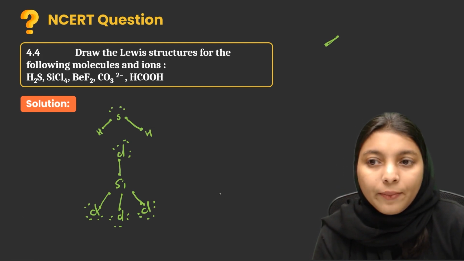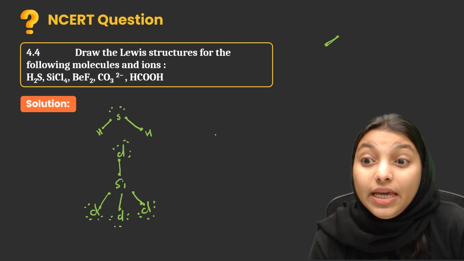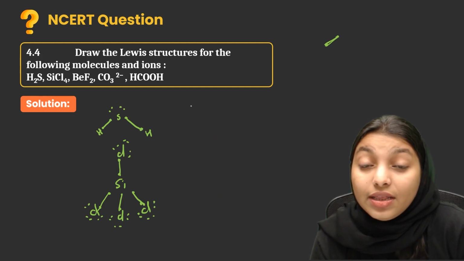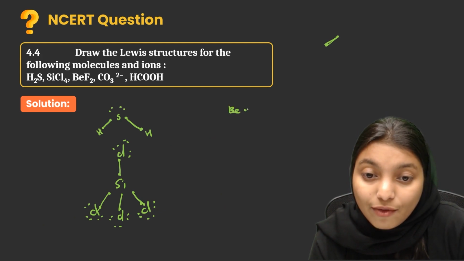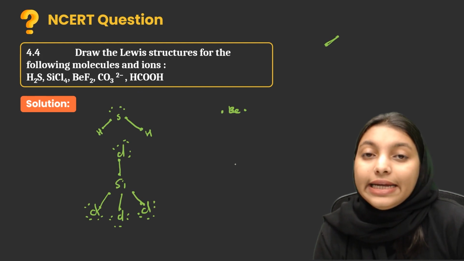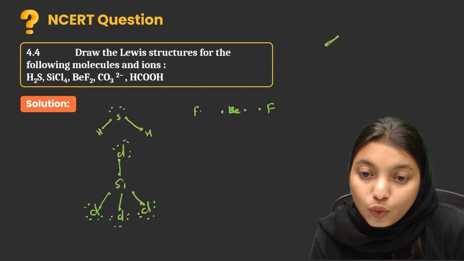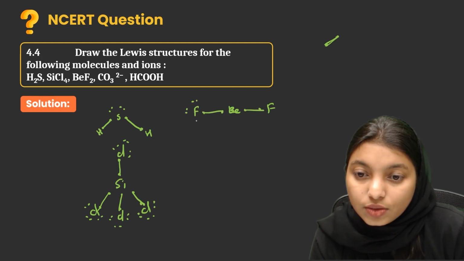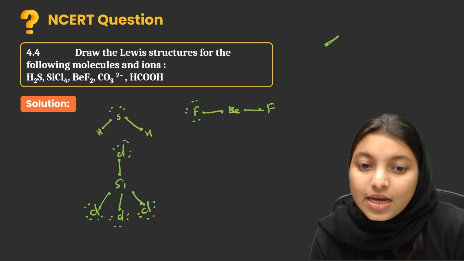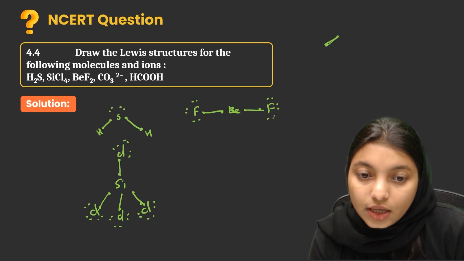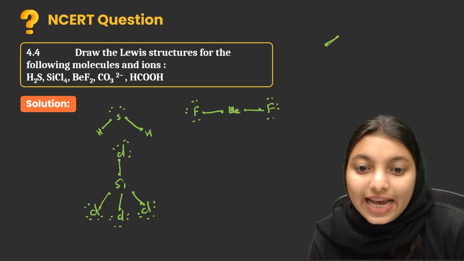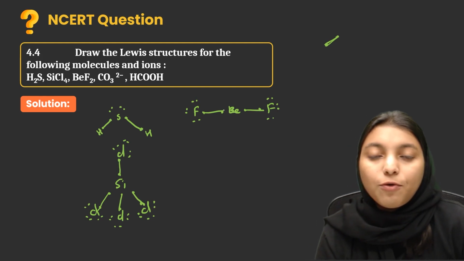Next one we have is BeF2, where in case of Be, we have only 2 electrons. So it needs 2 more electrons, so it will be sharing them with fluorine. Now fluorine has these electrons, 1, 2, 3, 4, 5, 6, and with sharing 8. Now beryllium has 2 and 4.